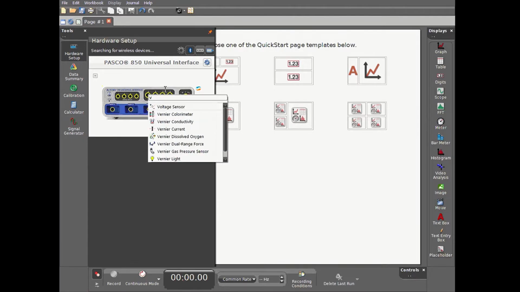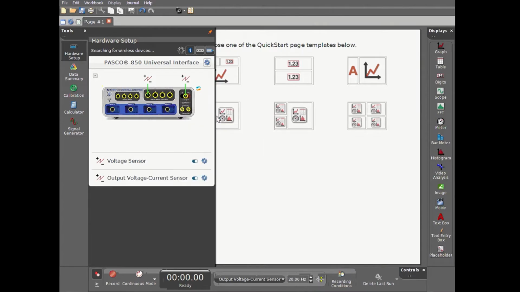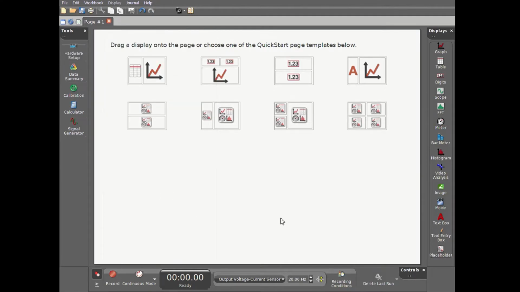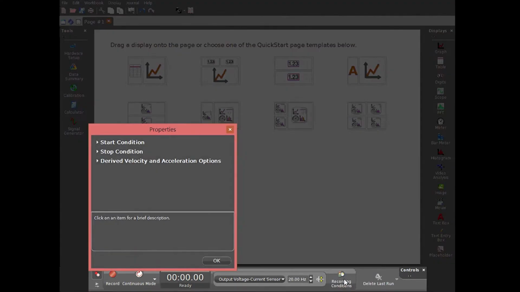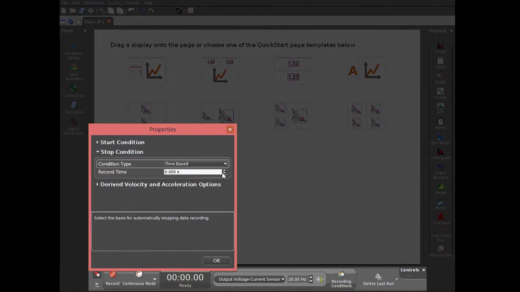Here is the voltage sensor. And also we will use the built-in sensor to measure the current. So to add this sensor, we click on the output voltage current sensor. And let's keep in mind that this will be used to measure the current. Also, we have to set the recording conditions so that it stops after 1 second. So we'll set the stop conditions to time-based and set this to 1 second.